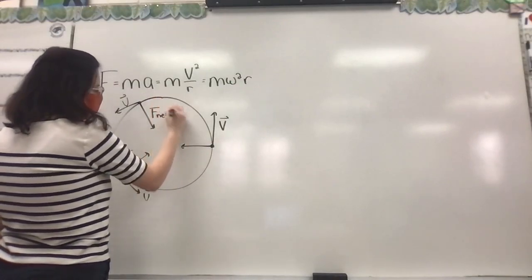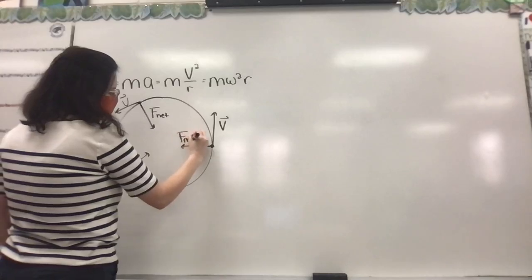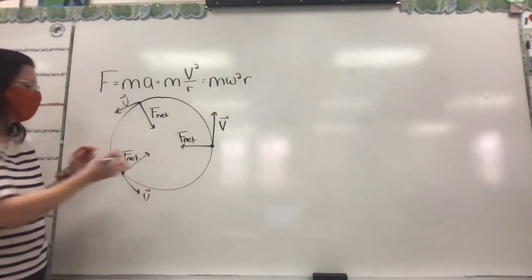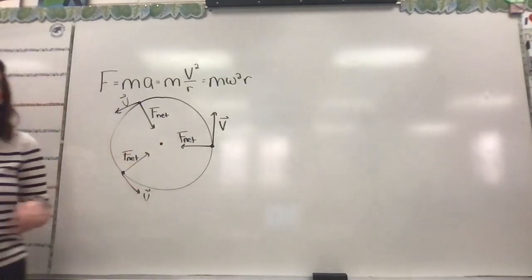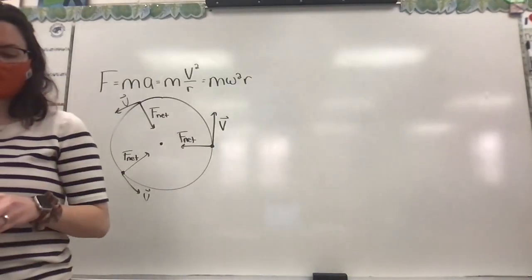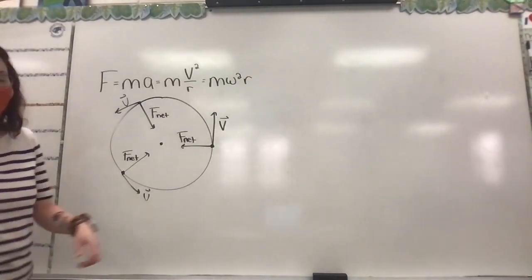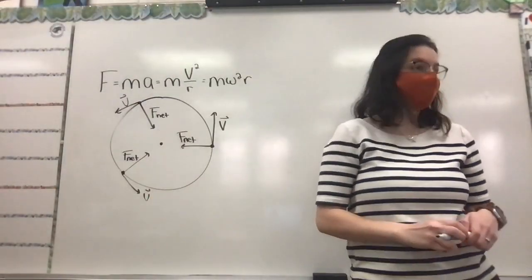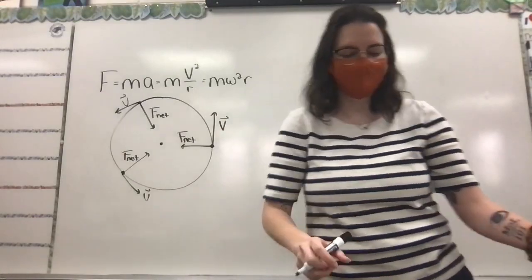Now, why does that make sense? That F net's going to point towards the center. Exactly. It's equal to mass times acceleration, and acceleration is always pointing towards the center of the circle. So our net force is always going to point towards the center of our circle. That's because it's the only place that has acceleration, right? Yep.